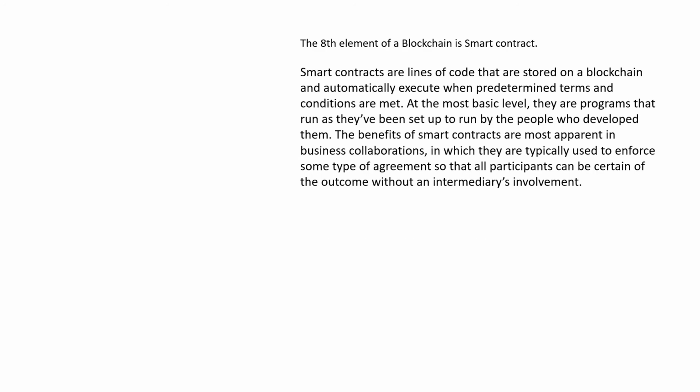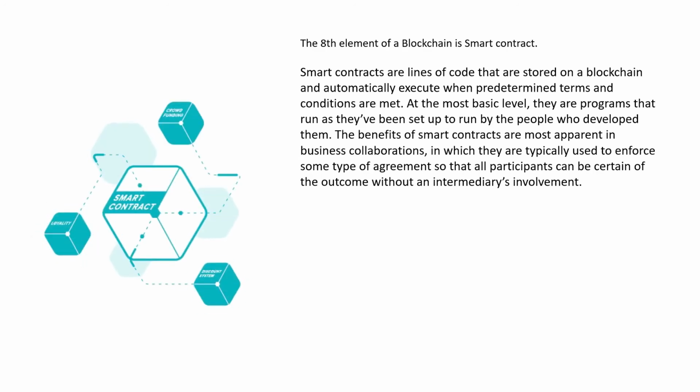The eighth element of a blockchain is the smart contract. Smart contracts are lines of code that are stored on a blockchain and automatically execute when predetermined terms and conditions are met. At the most basic level, they are programs that run as they've been set up to run by the people who developed them. The benefits of smart contracts are most apparent in business collaborations, in which they are typically used to enforce some type of agreement so that all participants can be certain of the outcome without an intermediary's involvement.